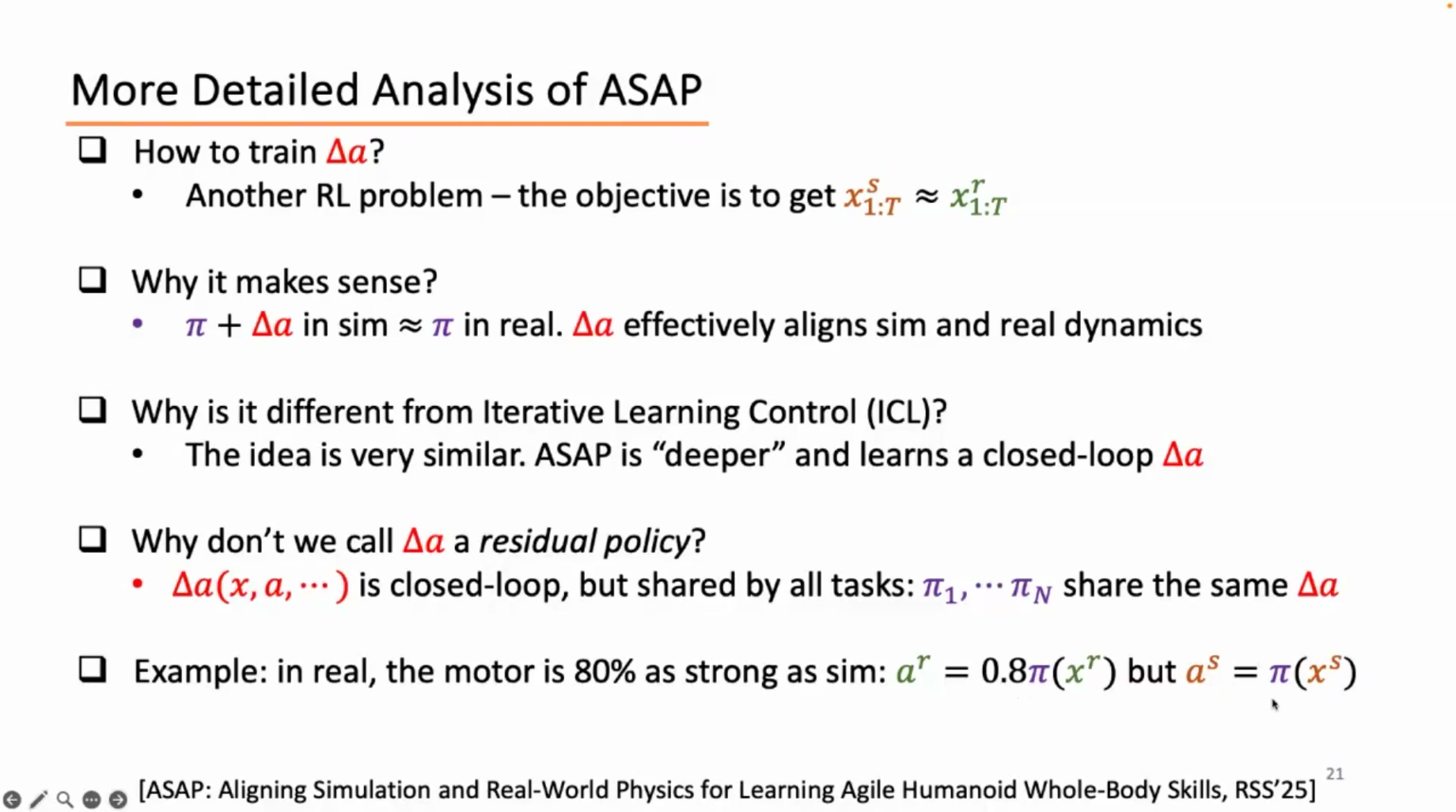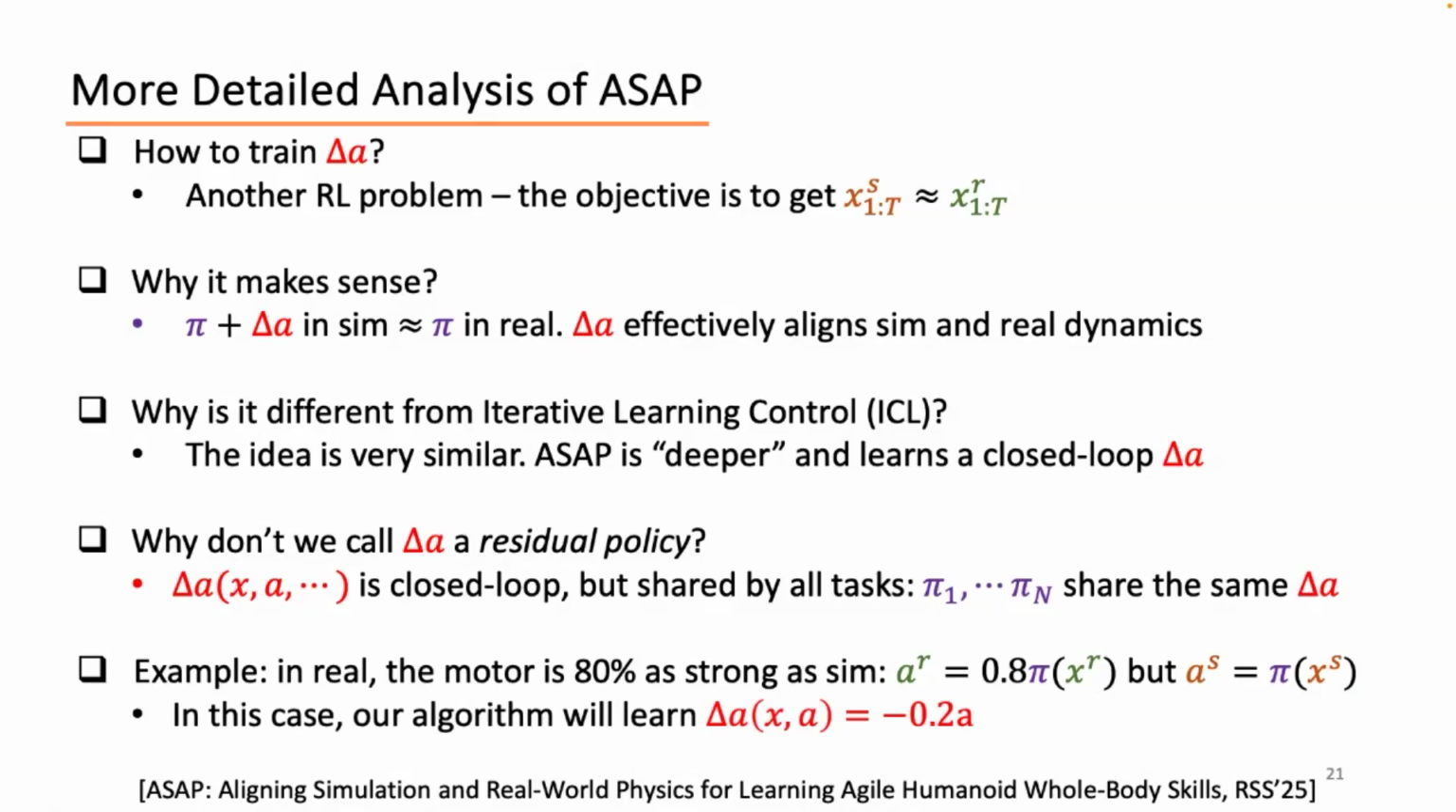But in simulation, it's perfect, right? You see the gap? In simulation, the A is perfect just from pi. In the real world, somehow it's discounted by 80%. So in this case, our algorithm will give you delta A is negative 0.2A, right? Delta A will tell you, hey, in the real world, actually you should expect 20% motor degradation, right?